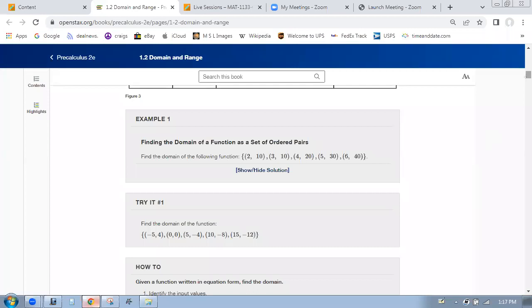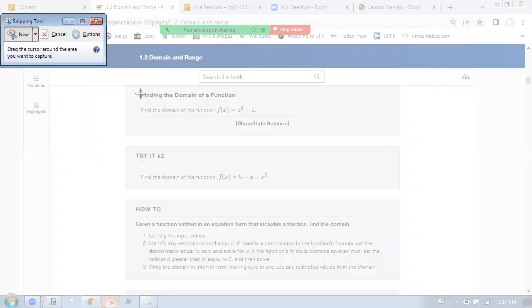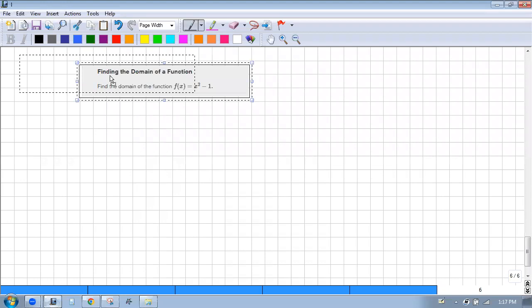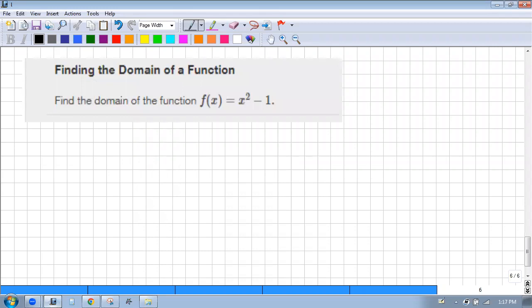Let's skip some of this. Here's a simple example. Here's a function. They actually give us a function and they want to know what the domain is. Finding the domain is a lot easier than finding the range. Here we have x squared minus 1. I could take any real number, positive or negative, and I can square it and I get a real number. And I can subtract 1 from that and I still have a real number, right? So I can plug in any real number I want and I'm going to get a real number back. All right. So the domain is all real numbers.